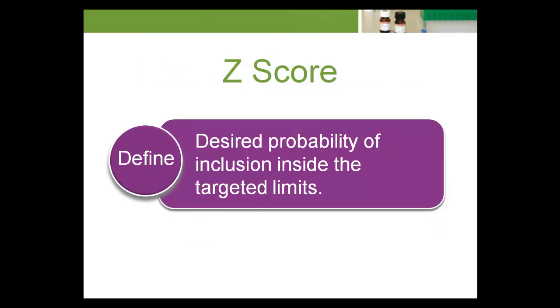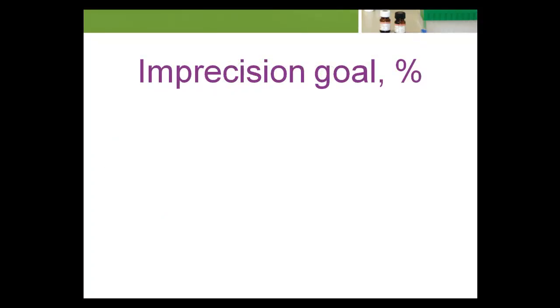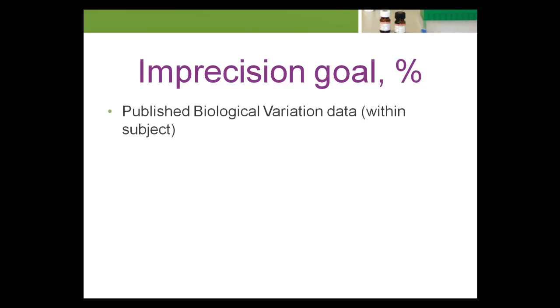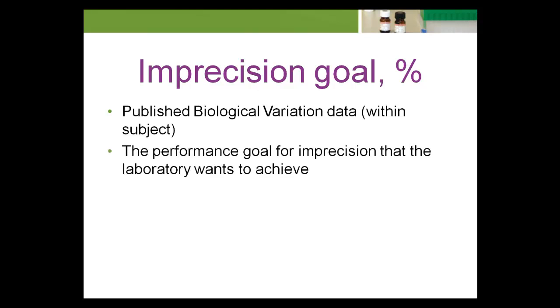We've already learned what the z-score is. The z-score value that's chosen to calculate the TE is the same one that should be used to calculate the TEA. To calculate for the imprecision goal %, there are two key pieces of information that are required: published biological variation data within subject, and the performance goal for imprecision that the laboratory wants to achieve.